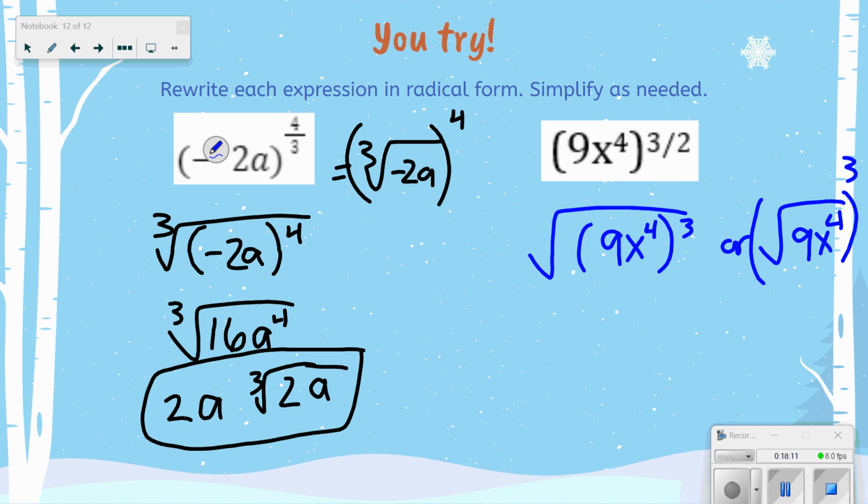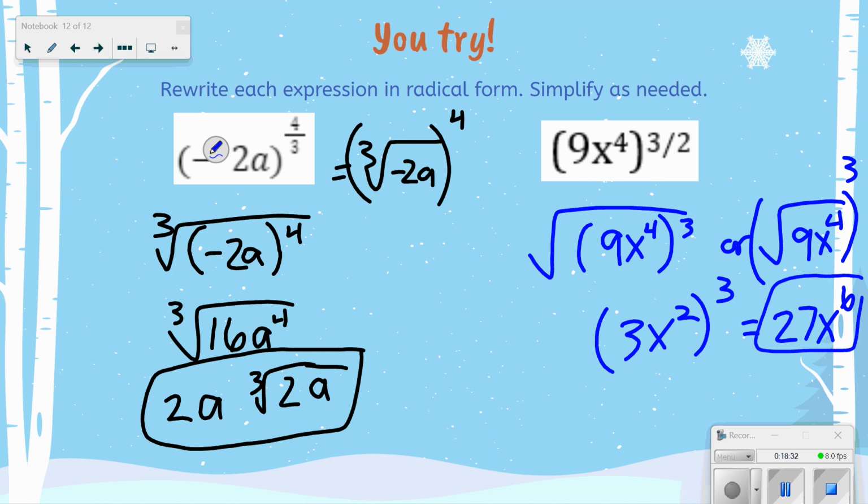Does anyone have a preference on which one seems a little easier? The second one, right? Because what's the square root of 9x to the 4th? 3x squared. And now all I have to do is cube all of that, which would become 27x to the 6. And would you have still gotten that solution if you did it this way? Yeah, you just would have to do 9 cubed and then take the square root of that. Things might have gotten a little larger.